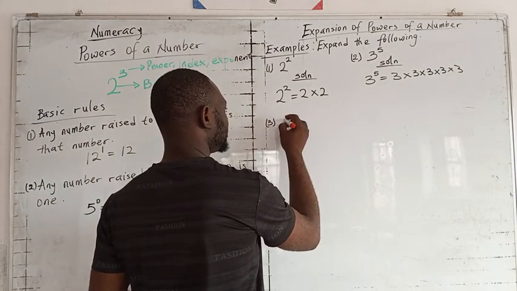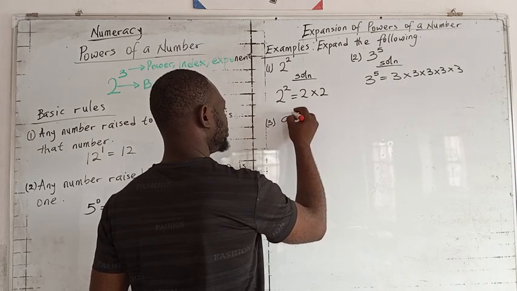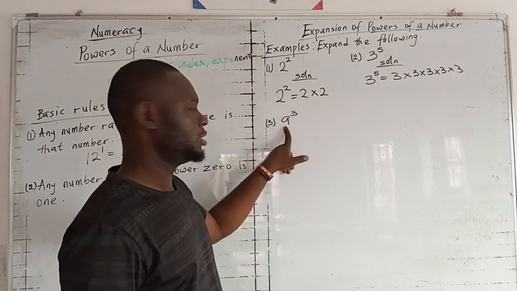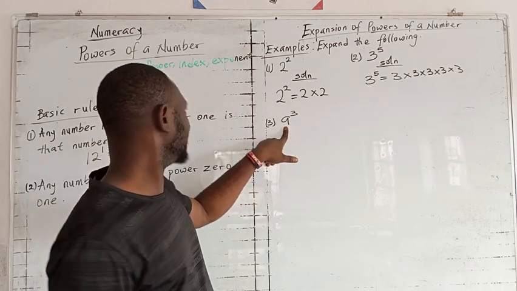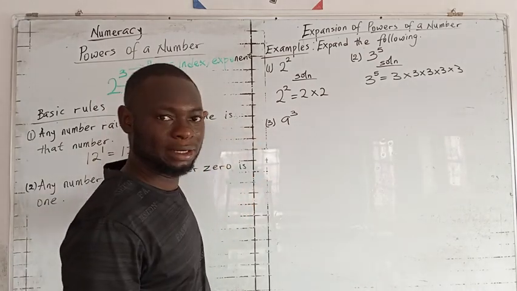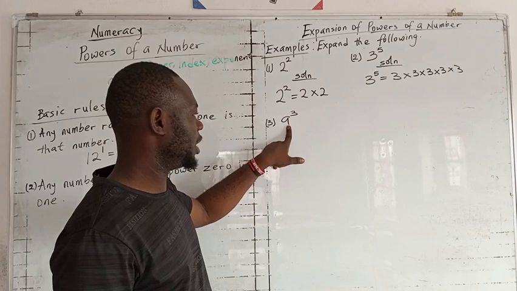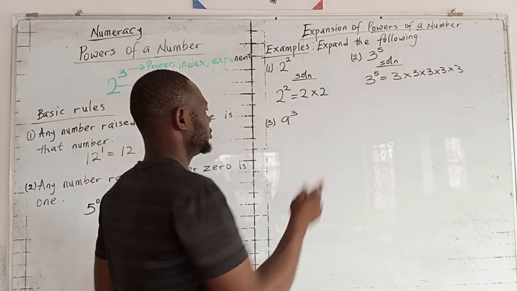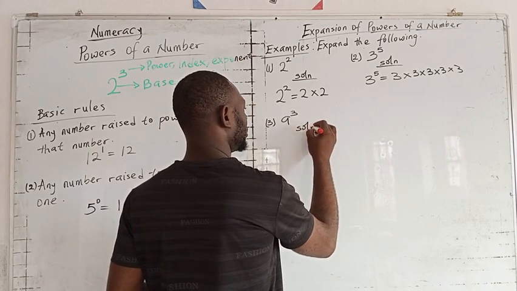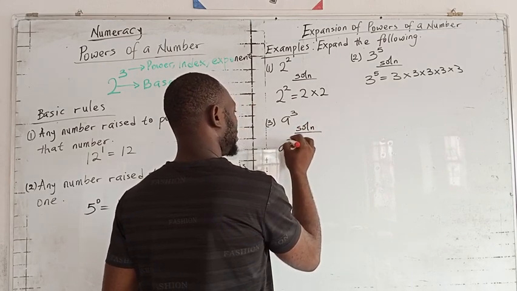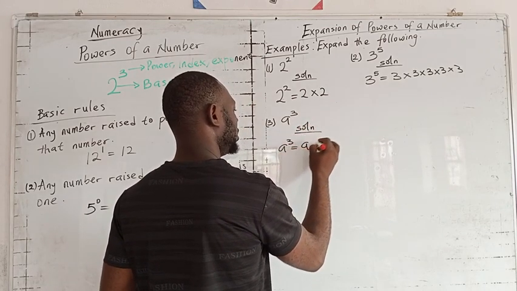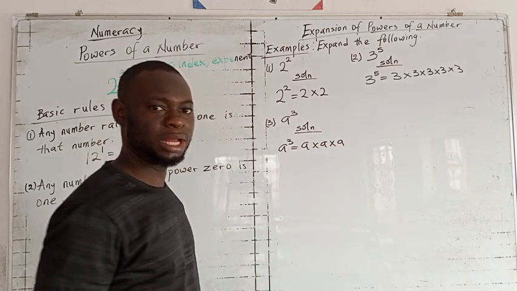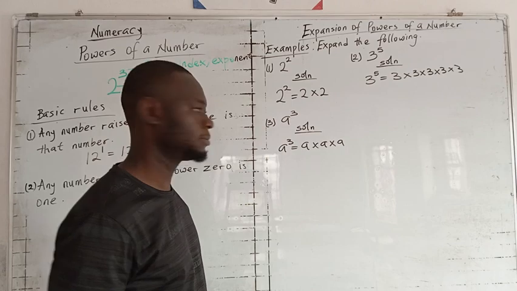Example number 3. Let's say here I have a raised to power 3. Now a is a variable, now representing the base number. Okay? So what we simply do here is we multiply a in 3 places. So solution. A to power 3 becomes a times a times a. As simple as that. Alright?